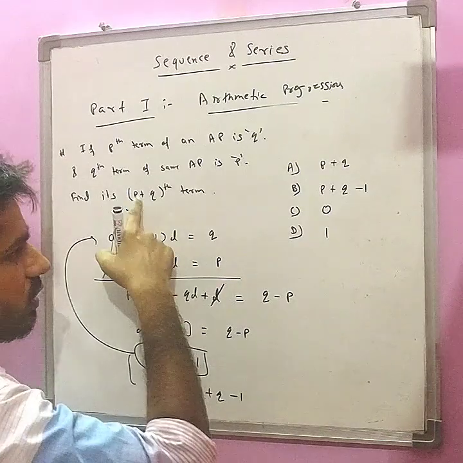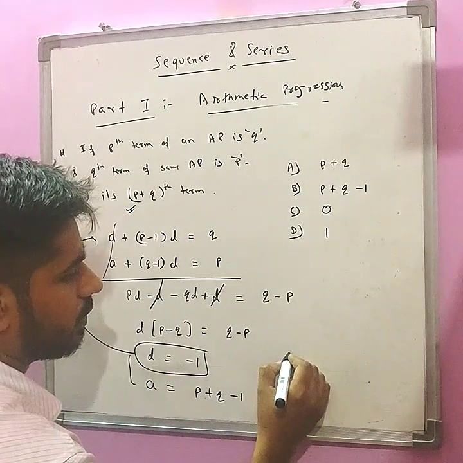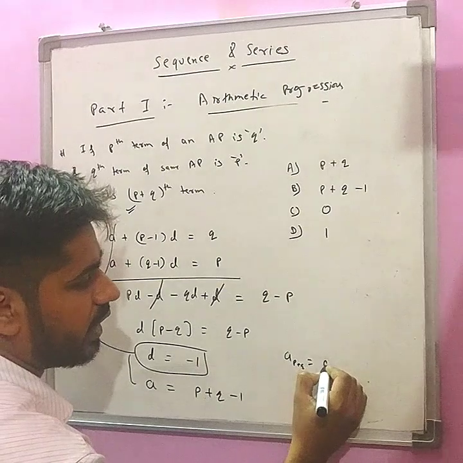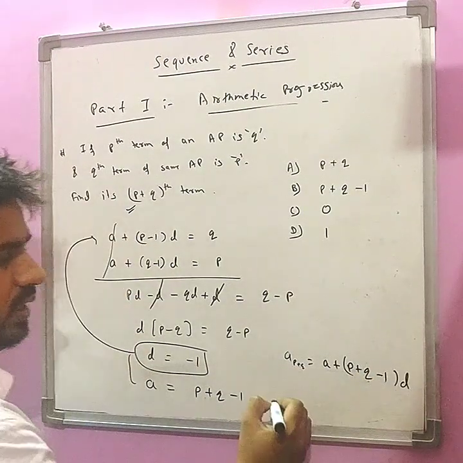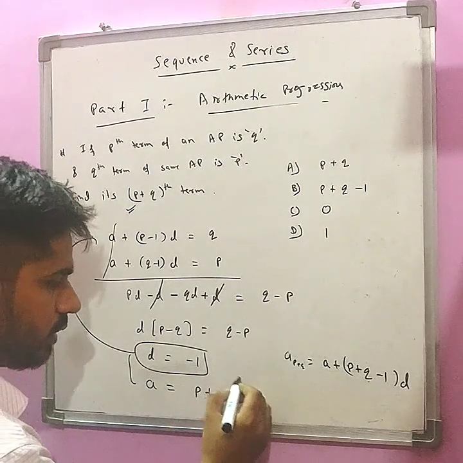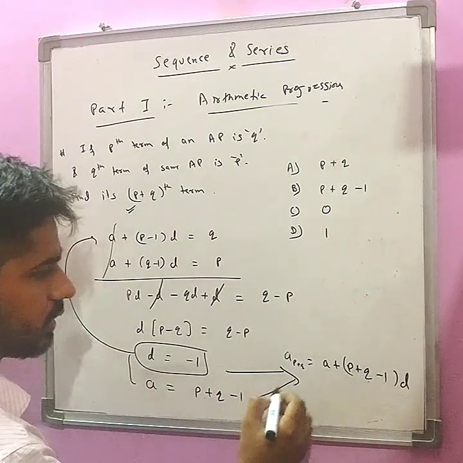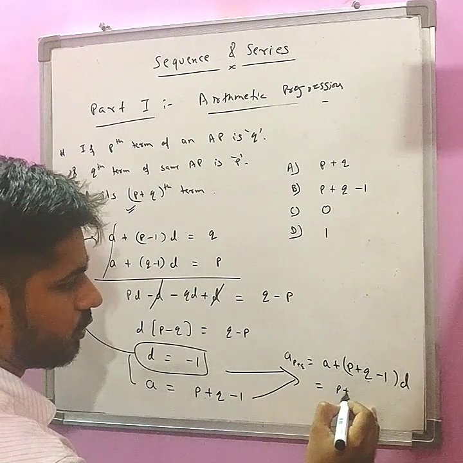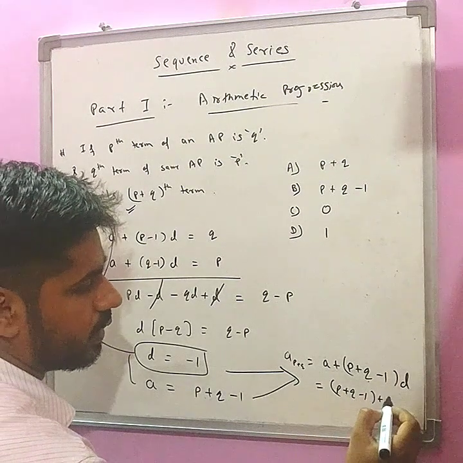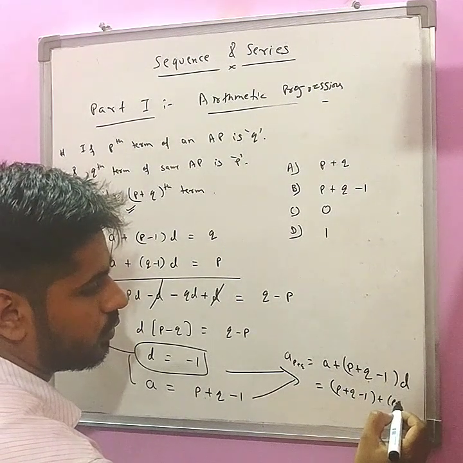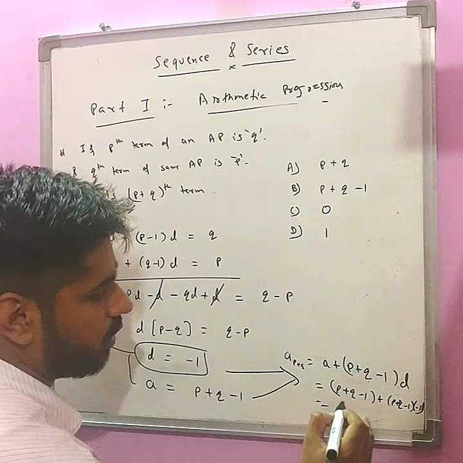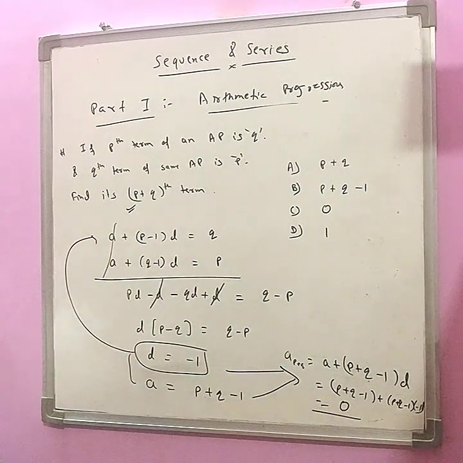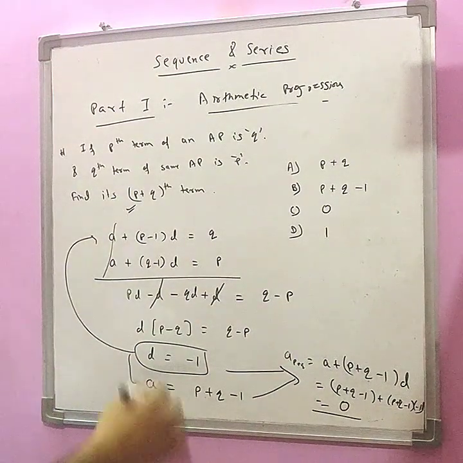So what would be the p plus qth term? I can write a p plus q is equal to my a plus p plus q minus 1 into my d, right? So on solving this, p plus q minus 1 plus p plus q minus 1 into minus 1. So here it would be 0. But again, this is a very lengthy process.